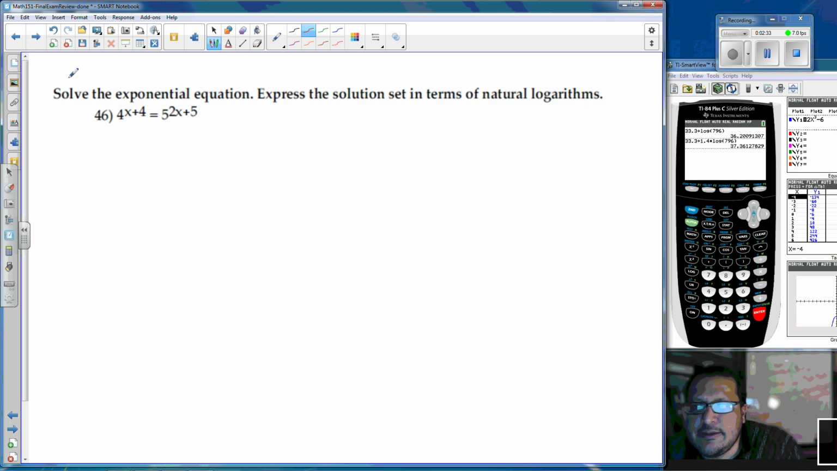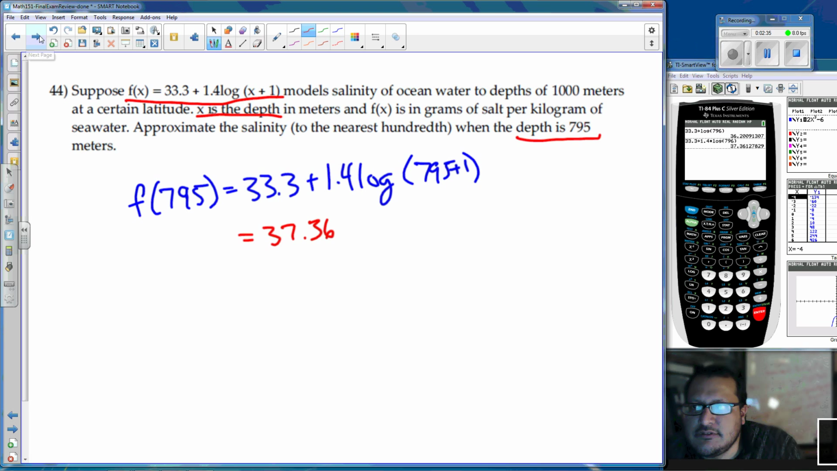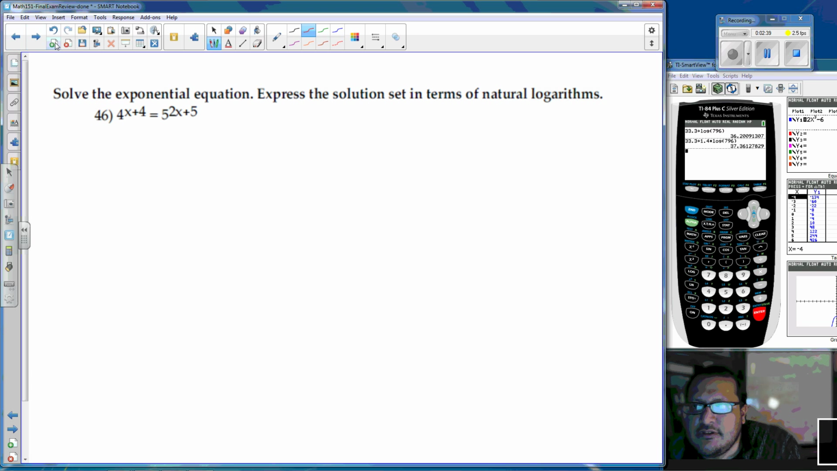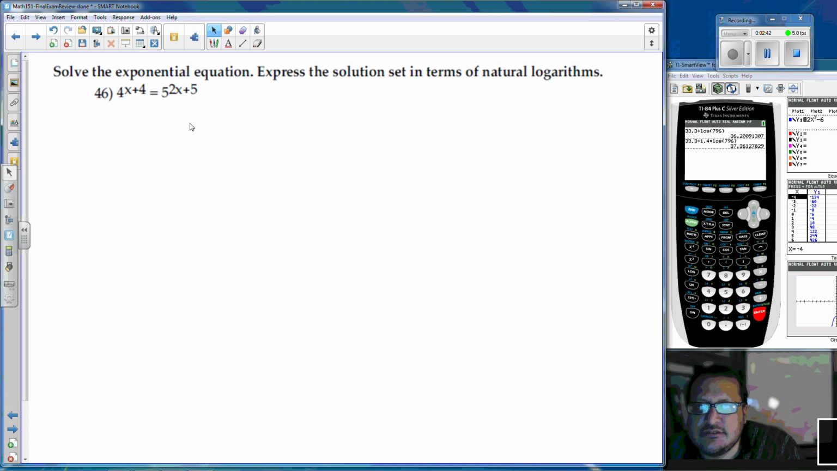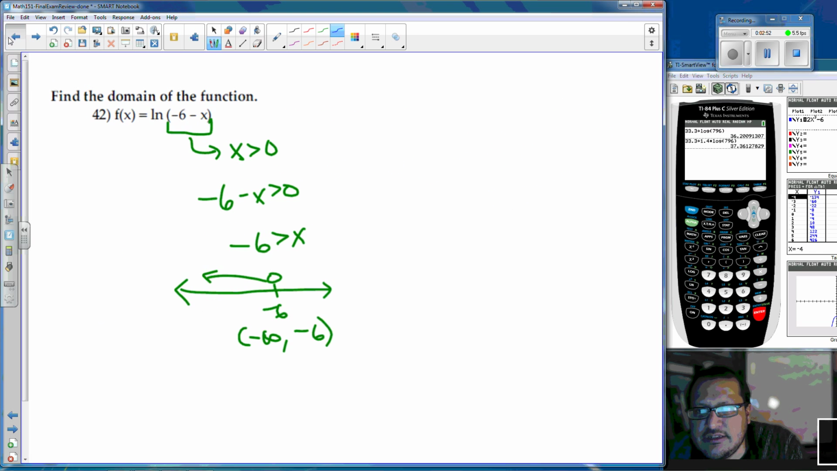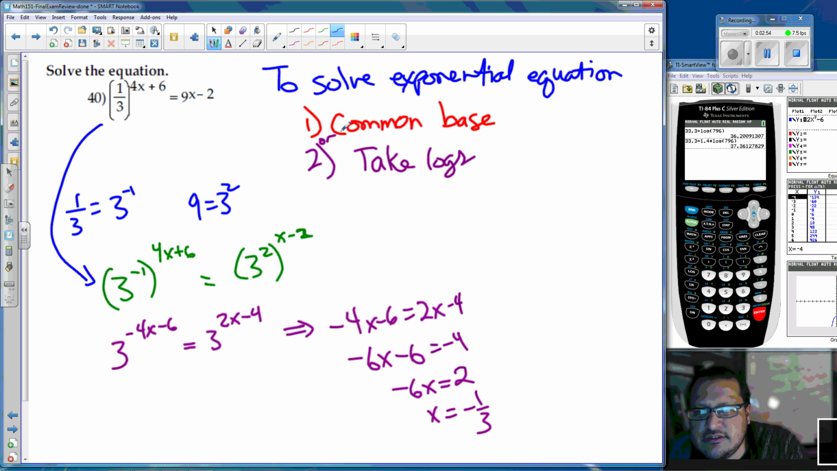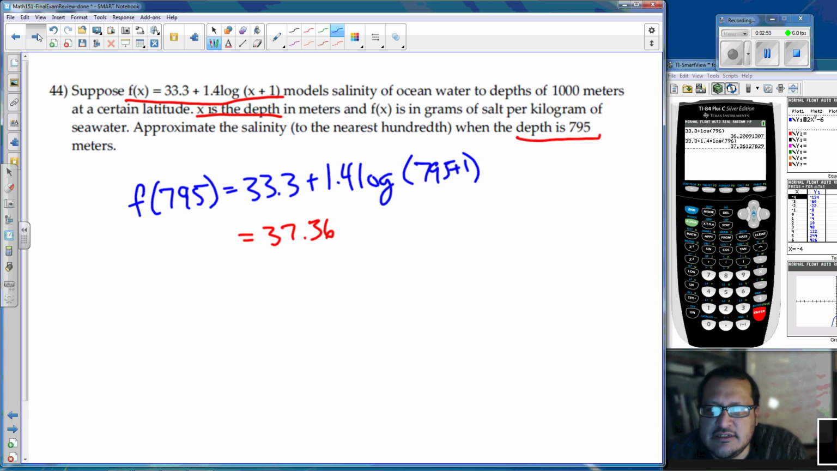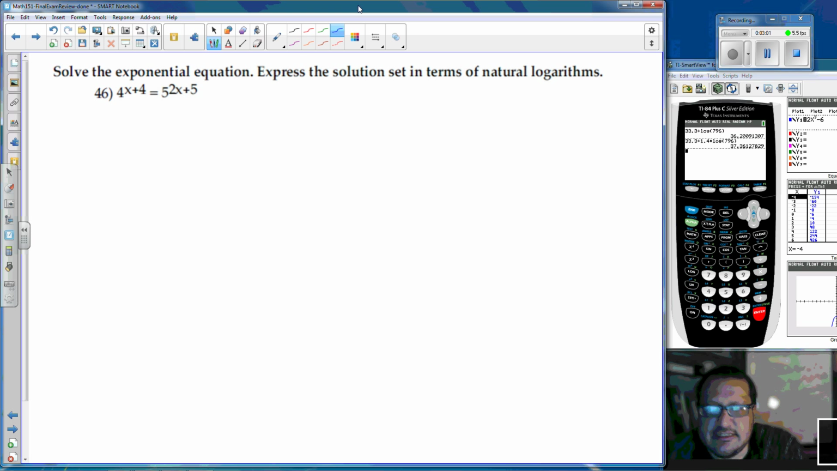Two of those, okay. So let me delete this one. Solve this exponential equation. Here, do we have a common base? No, we don't. So what did we say back here? We said if you have a common base, that's good, or you have to take logs. Once you take a log, these problems get easy super fast. So we take the log of both sides.